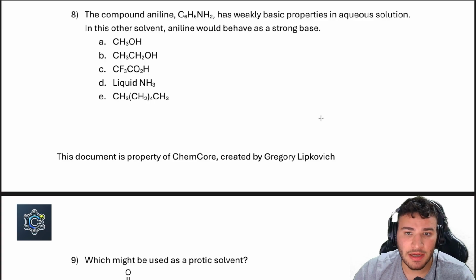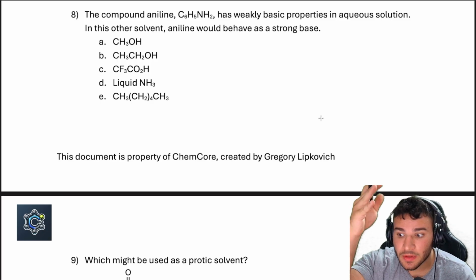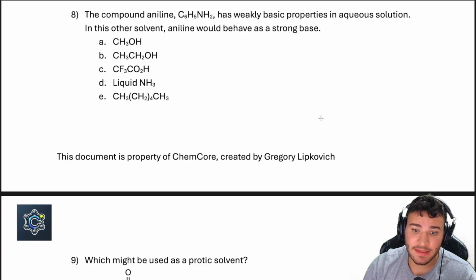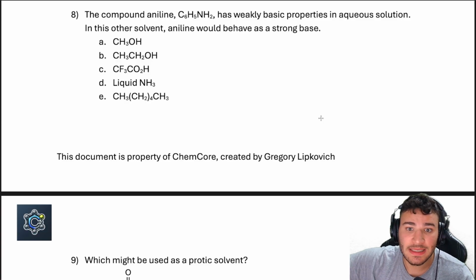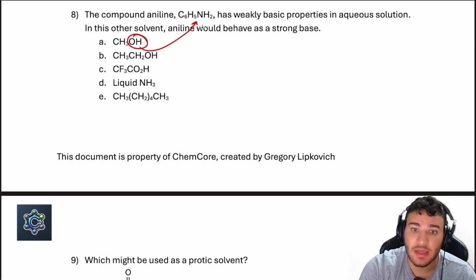Question 8 says the compound aniline, C6H5NH2, has weakly basic properties in aqueous solution. In this other solvent, aniline would behave as a strong base. And so which solvent of the list would cause aniline to have the most basic properties? In other words, which one would least likely interfere with the acid donating protons to aniline? We want all of the acid to donate 100% as much as possible to aniline, making it a strong base. And so because of this, A, since the acidic proton is attached to oxygen, can 100% donate to aniline.